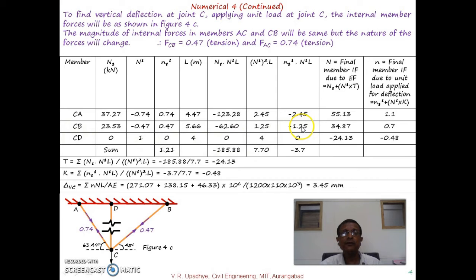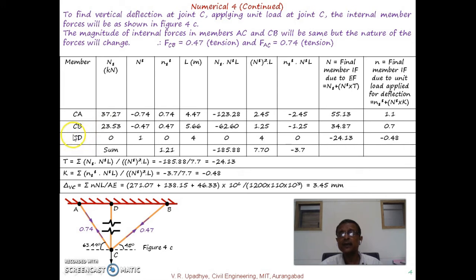Now we need to find the final member internal forces due to the external forces applied. The external force applied was 50 kilonewton, and due to that, in all three members, member CA, member CD and member CB, these are the internal forces that are required to be calculated, because the second column, capital N1, is by removing this CD member.